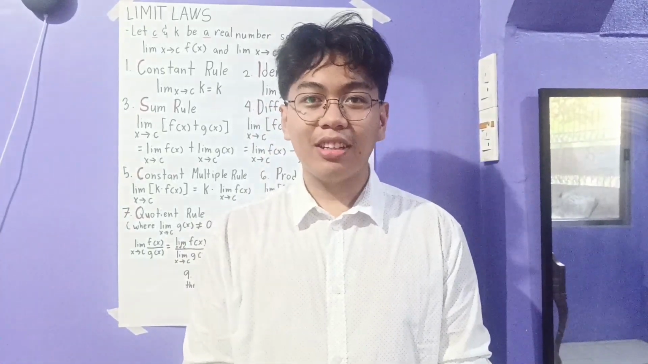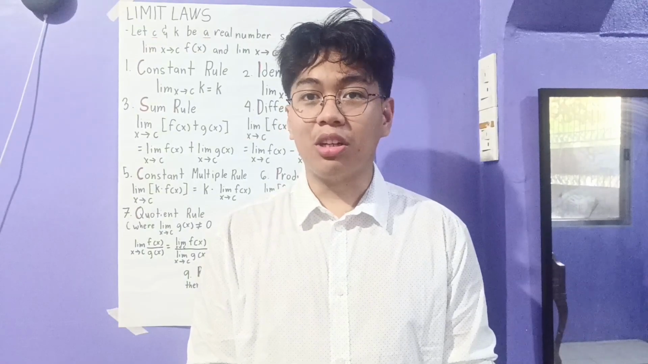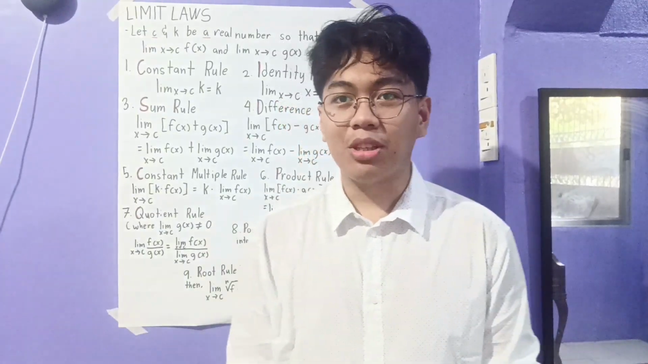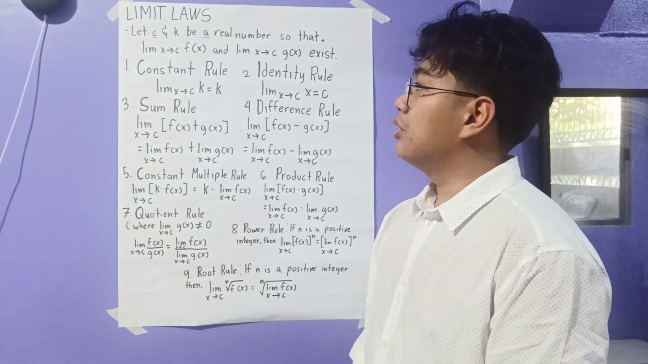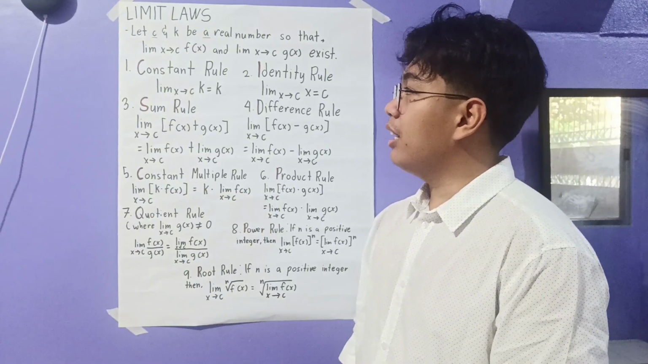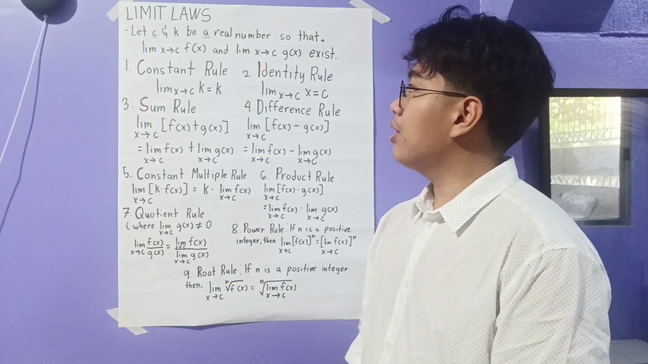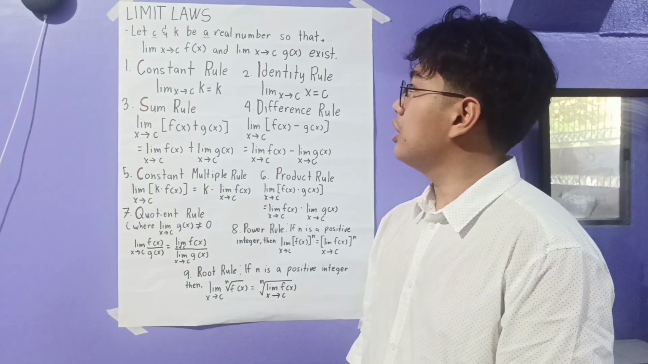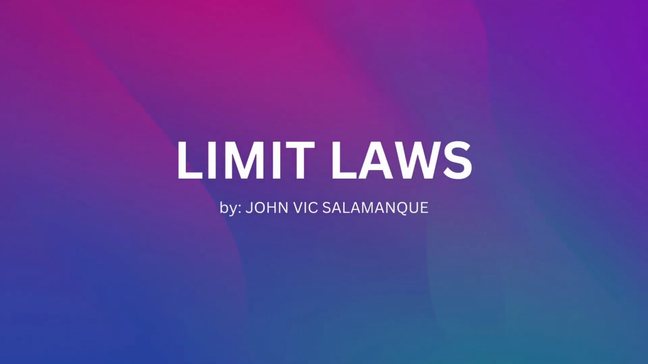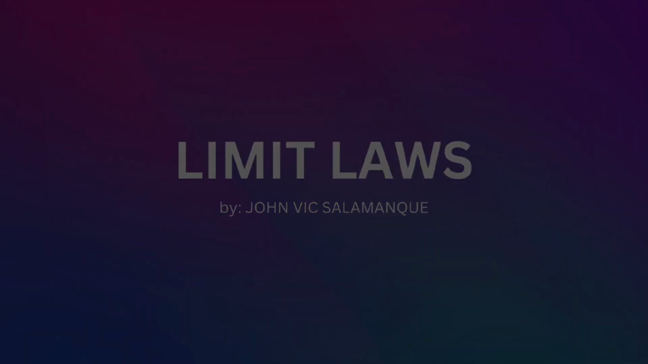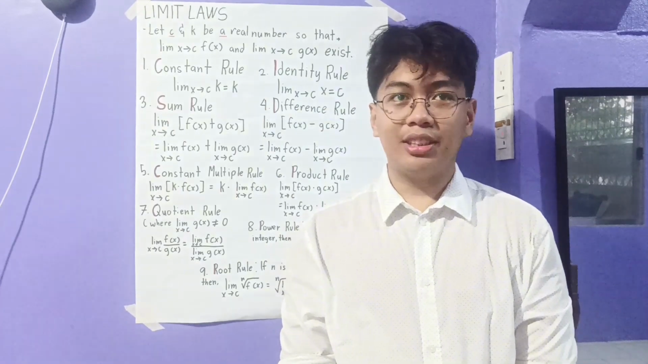Ako si John Vic. Today ay didiscuss natin ang limit laws. So, ano nga bang limit laws? Let c and k be real numbers so that the limit of f(x) as x approaches c and the limit of g(x) as x approaches c exist. Let's now discuss the limit laws.